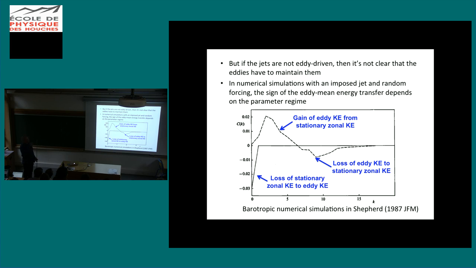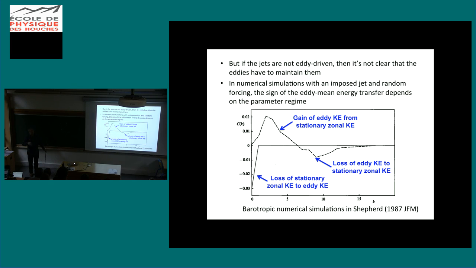And I did this where I imposed a jet, and it's just another setup. And in this case, it was a random forcing, but just a somewhat different regime. And in this case, these low wave number eddies actually won over that. In this case, it was a damping of the mean flow.